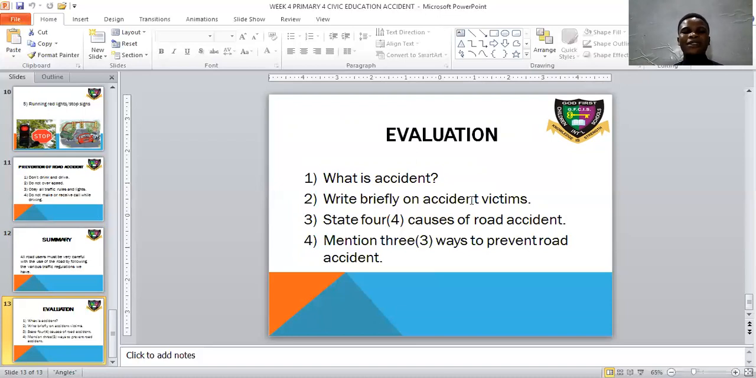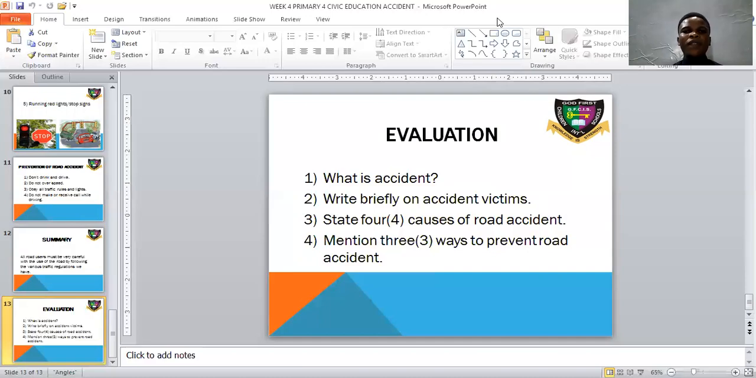Now, the third one says, state four causes of road accident. We've mentioned them: receiving calls, overspeeding, not obeying the traffic lights, reckless driving. All these things are causes of road accident. Mention four of them. The last but not least says, mention three ways to prevent road accident. By not doing all those things mentioned in question number three: by not drinking before driving, by not making or receiving call, by not going on overspeed.